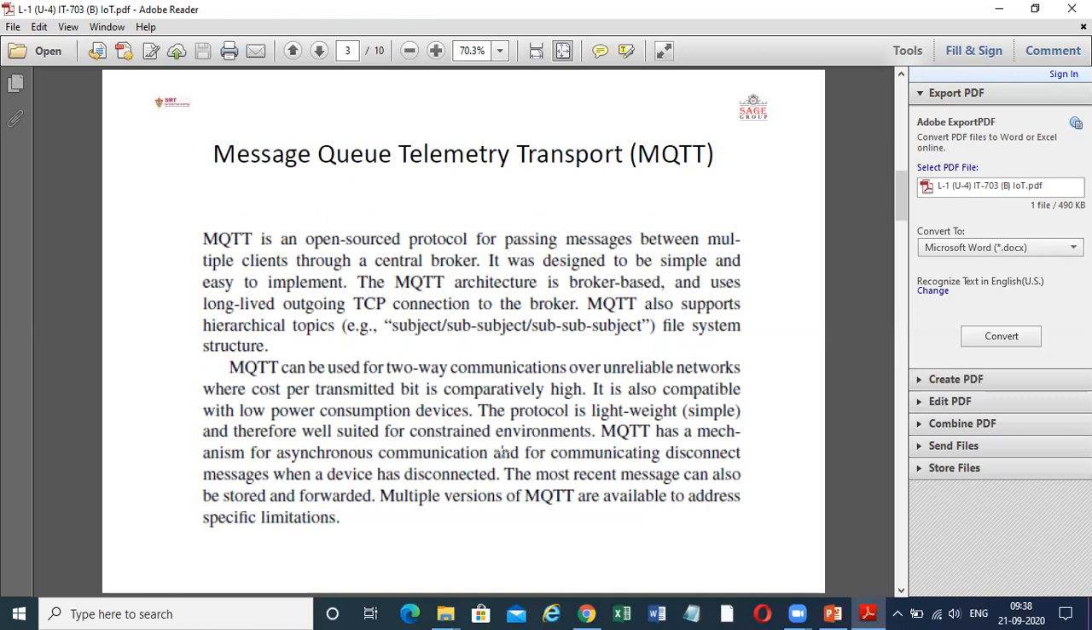Now, MQTT has a mechanism for asynchronous communication and for communicating a disconnect message when a device is disconnected. The most recent message can also be stored and forwarded. This is the beauty of MQTT. If your device has been disconnected, then when the device connects again, at that time the most recent message can be stored and forwarded. There are multiple versions of MQTT. We will discuss them later.